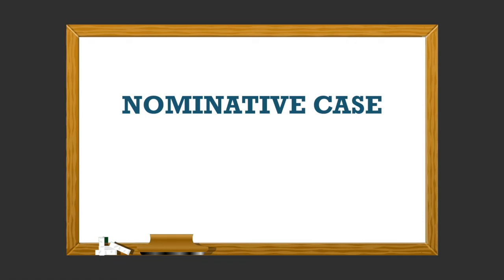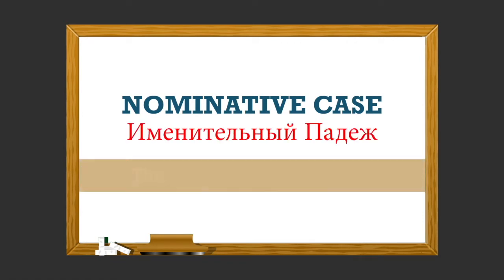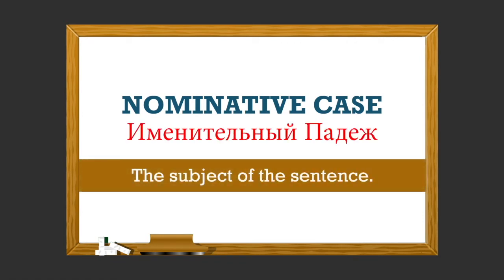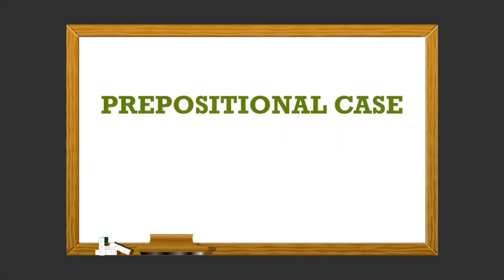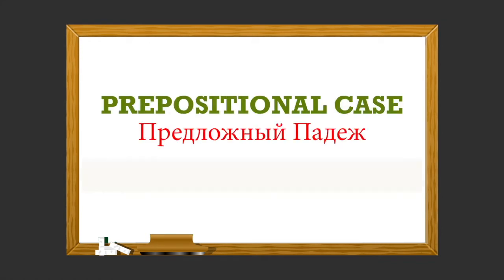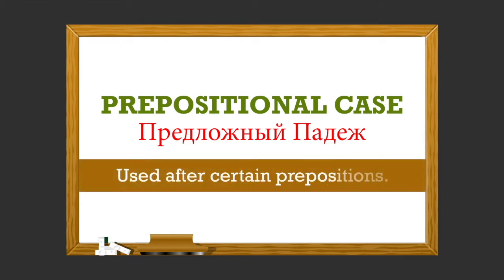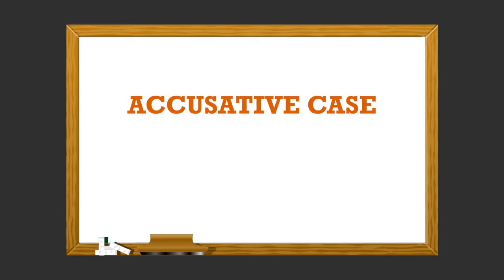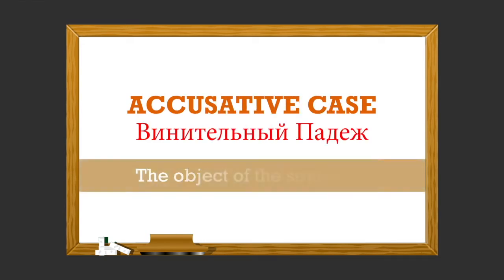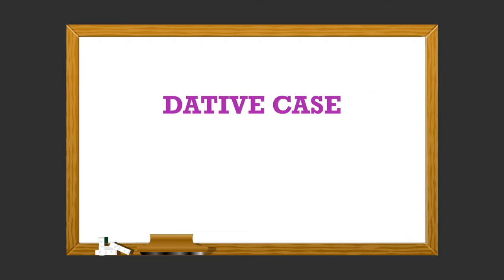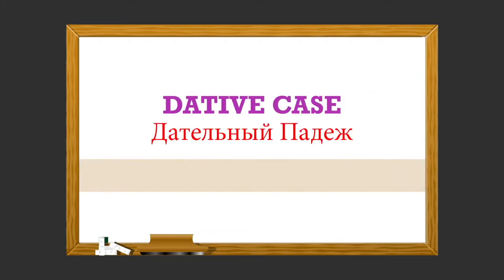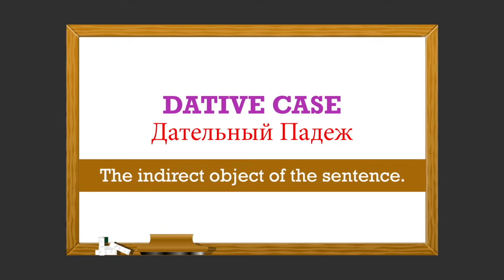Now let's learn more about them and their equivalents in Russian. The nominative case is known as именительный падеж, in which the subject of the sentence is defined. The prepositional case, known as предложный падеж, is used after certain prepositions like in, at. The accusative case, known as винительный падеж, defines the object of the sentence. The dative case, known as дательный падеж, defines the indirect object of the sentence.